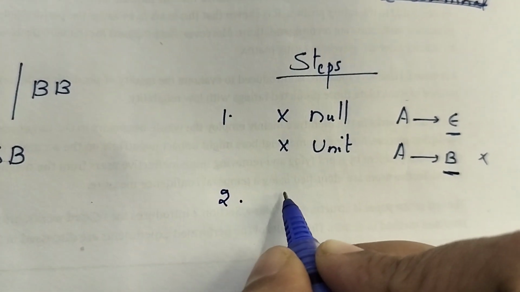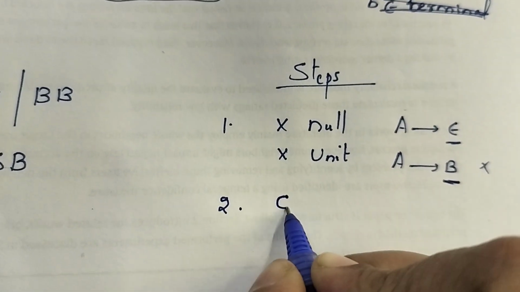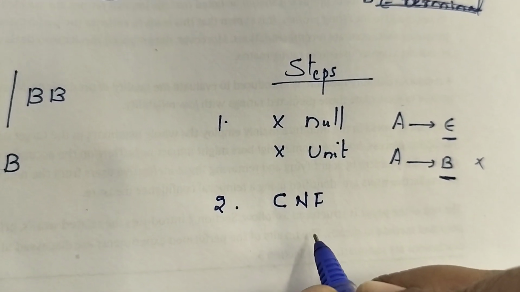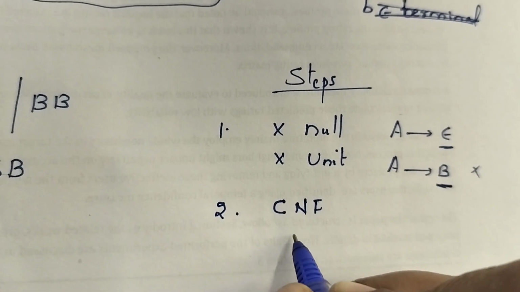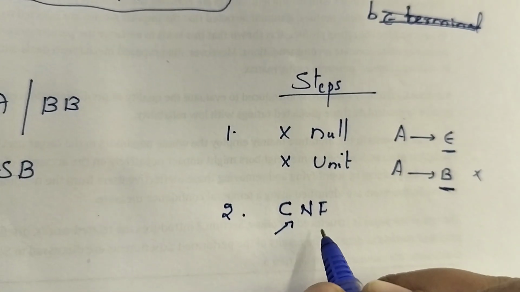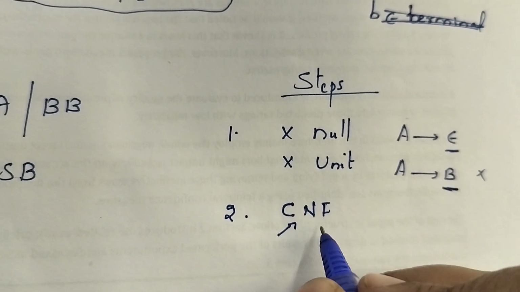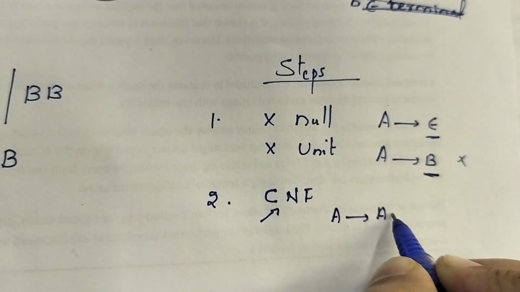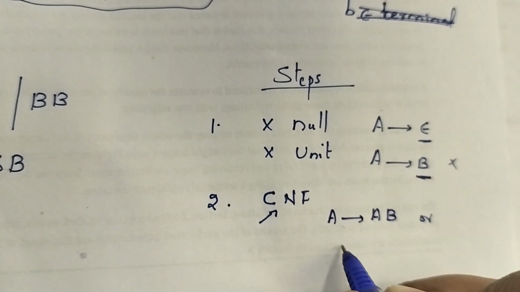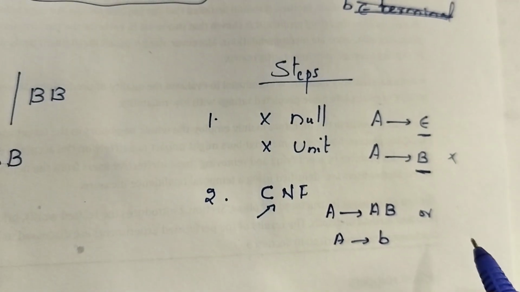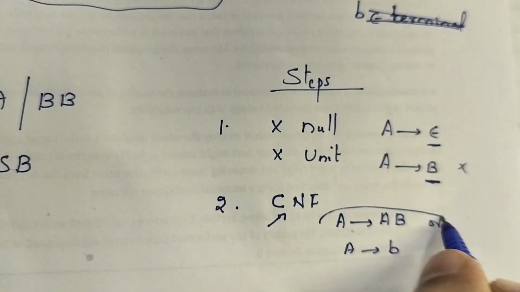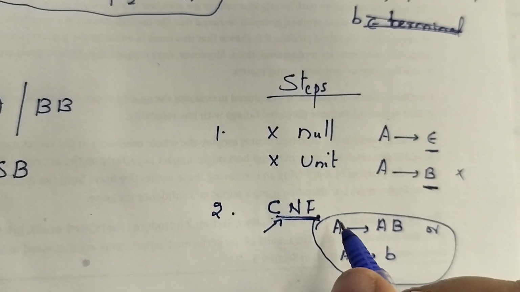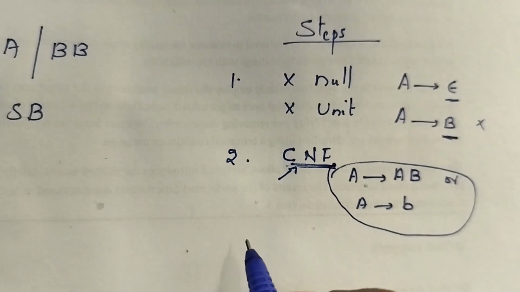The second step is that every production rule should be in CNF, Chomsky Normal Form. If the given grammar is not in CNF, we should convert it to CNF. So what is the format of Chomsky Normal Form? The right hand side should be two non-terminals, or a single terminal. All the production rules are of this particular form, that is, it should be in CNF. If the production rules are not in CNF, we need to convert them to CNF. That is the second step.